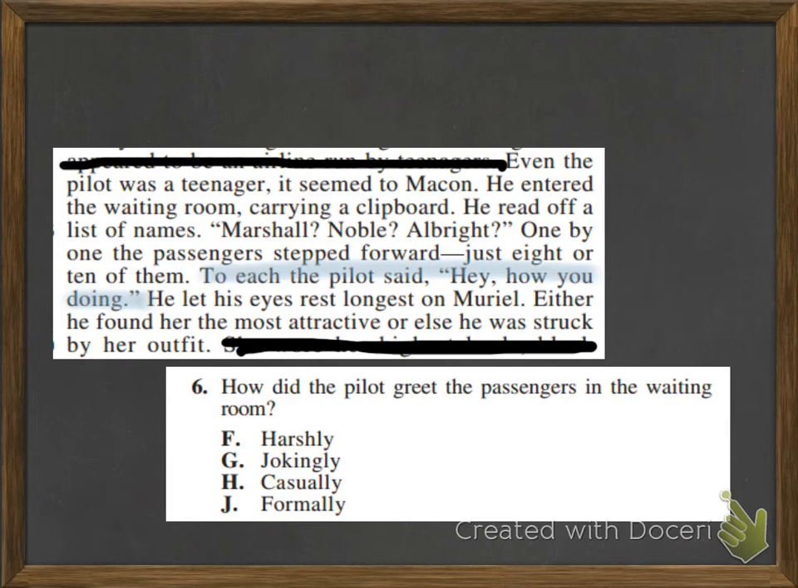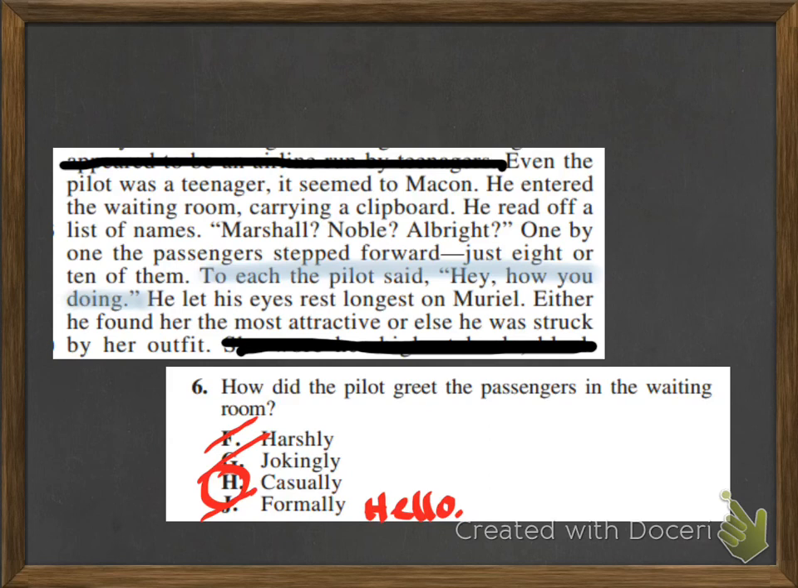Now, there's nothing in the text that would indicate he was being harsh with them. There was no reaction from the passengers. There's no tone specified when the pilot said anything, so we know it's not harshly. And we know it's not formally, because if it was formal, he would have said, "Hello, how are you doing?" Not, "Hey, how you doing?" And finally, now that we have it narrowed down to jokingly or casually, you can look at it and realize that nobody's laughing at a joke. So your answer has to be casually. That's the only answer that makes sense in this situation.